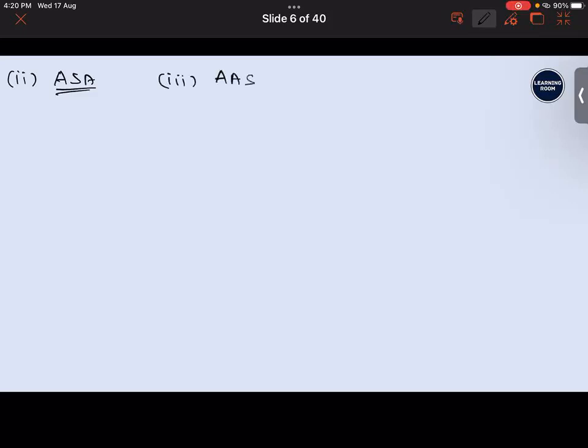So the second congruency rule that is there in this book is the ASA rule. What is it? Angle side angle means two angles and one included side. Right. So what is the other congruency? The next one is AAS. I'm just going in the order of your book. AAS is two angles and the third side is not included in.